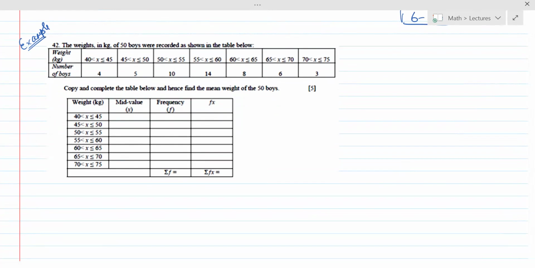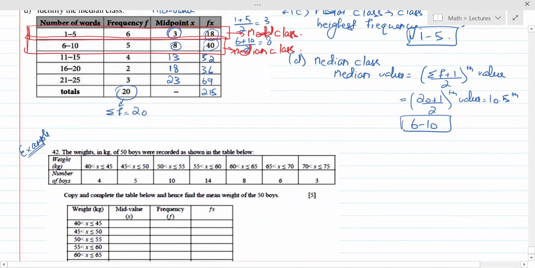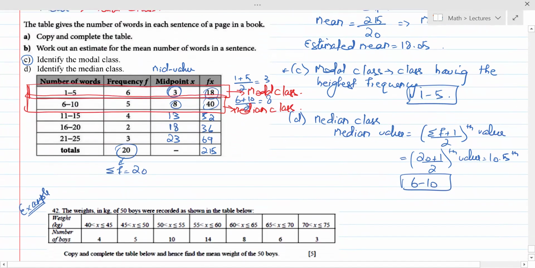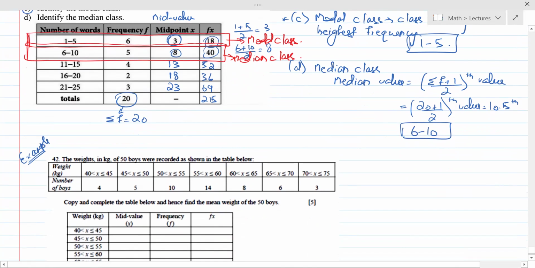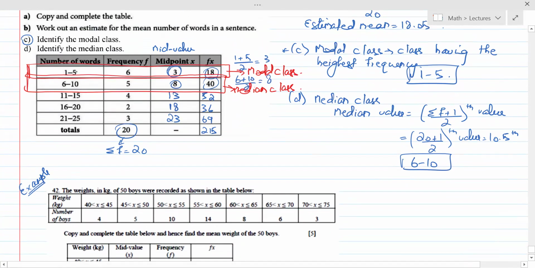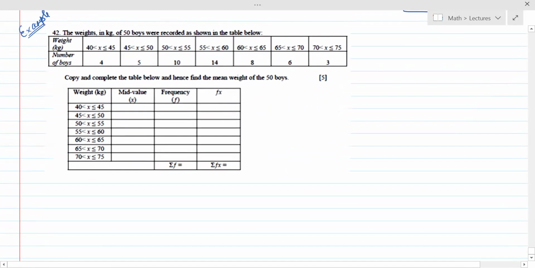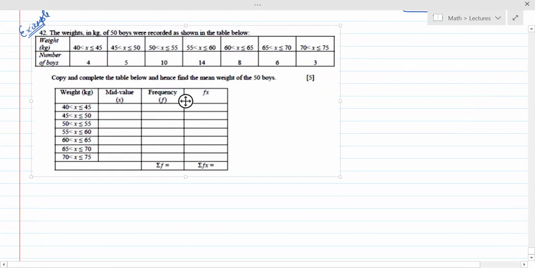Why continuous group data? Unlike the previous data, which was discrete data made into groups or different classes, here the first class was ending on 5 and the second class was starting from 6. In case of this data, it's continuous. Why continuous? Because the first class is ending at 45 and the second class is starting right after 45.